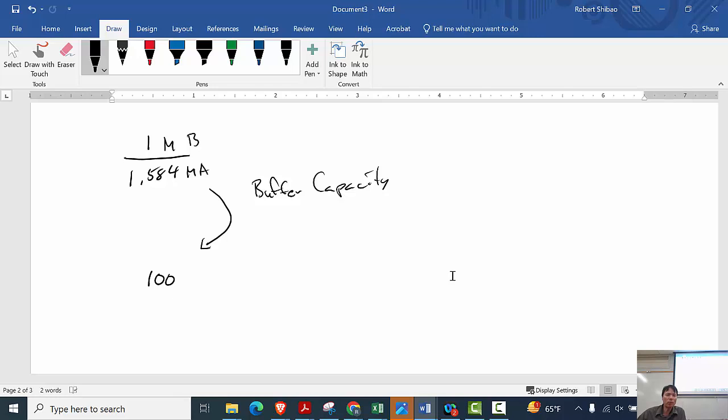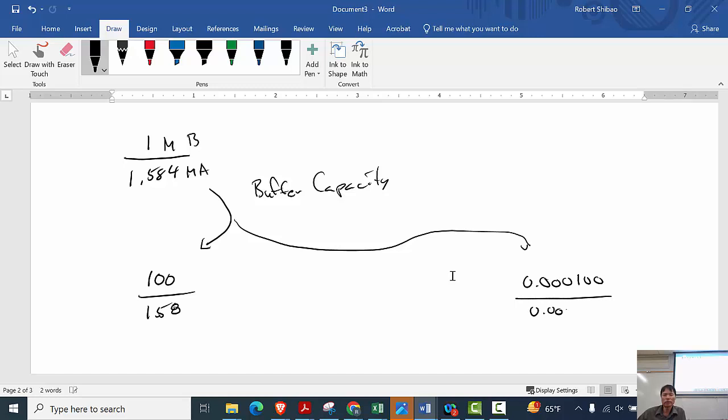So let's say I went from 100 over 158, to 0.000 100 over 0.000 158. Will the pH change? Now, the pH will stay the same, although if I keep diluting it, if I dilute it more, this is concentrated, this is diluted.